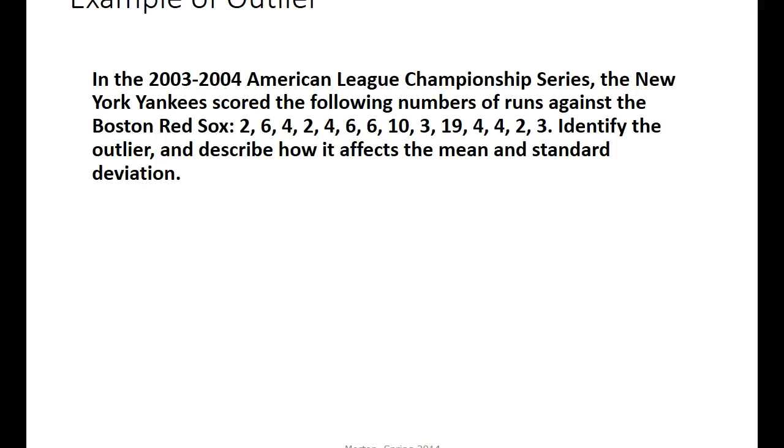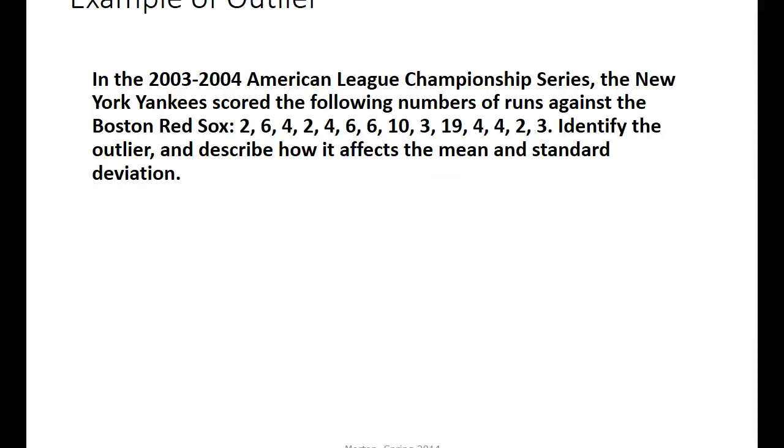So an example of an outlier. In the 2003-2004 American League Championship Series, the New York Yankees scored the following number of runs against the Boston Red Sox. We want to identify the outlier and describe how it affects the mean and the standard deviation. So first, you probably can see that the outlier is likely to be 19, but just guessing that it's an outlier is not good enough because we could be wrong. We have to justify that it's an outlier.